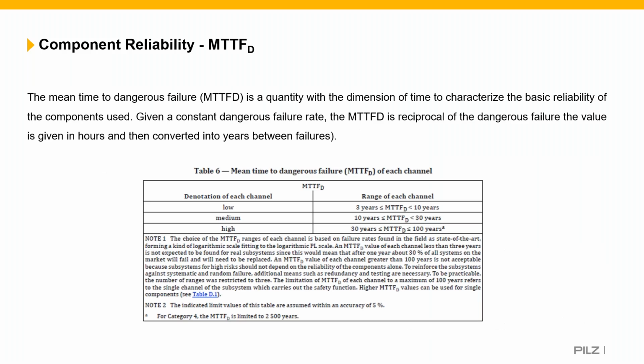So for the estimation of a mean time to dangerous failure of a component, there is an order of priority which will be followed. If available, we use the manufacturer's data. So if they produce and publish that data, then that is the best way to determine the mean time to dangerous failure of the product.